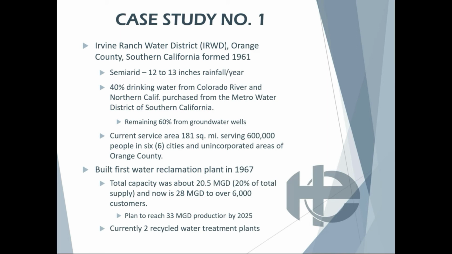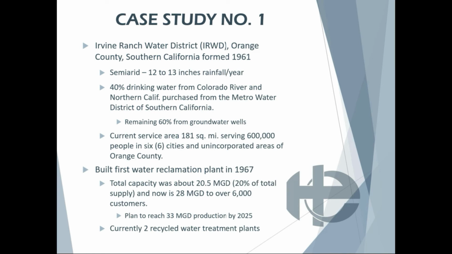Orange County, Southern California. This district was formed in 1961. It is a semi-arid area of 12 to 13 inches of rainfall per year, not too dissimilar to parts of Oregon. They had 40% of their drinking water from the Colorado River from Northern California, purchased from the Metro Water District of Southern California, and the remaining 60% came from groundwater wells. They have a distribution system serving about 181 square miles, 600,000 people, 6 cities and unincorporated areas of Orange County.